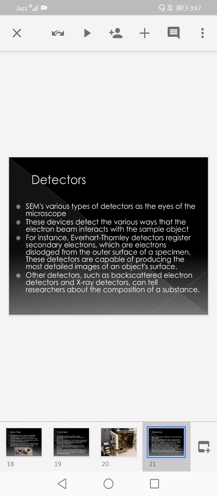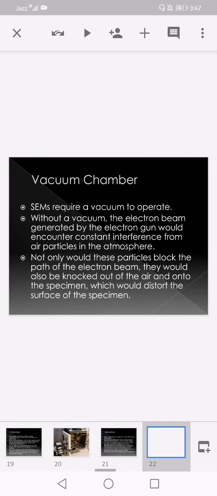Detectors. SEM's various types of detectors act as the eyes of the microscope. The devices detect the various ways that the electron beam interacts with the sample object. For instance, Everhart-Thornley detectors register secondary electrons, which are electrons dislodged from the outer surface of a specimen. These detectors are capable of producing the most detailed images of an object's surface. Other detectors, such as backscattered electron detectors and X-ray detectors, can tell researchers about the composition of a substance.